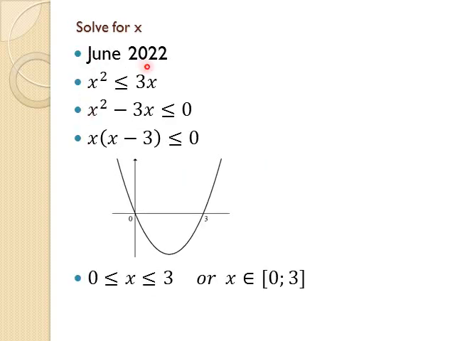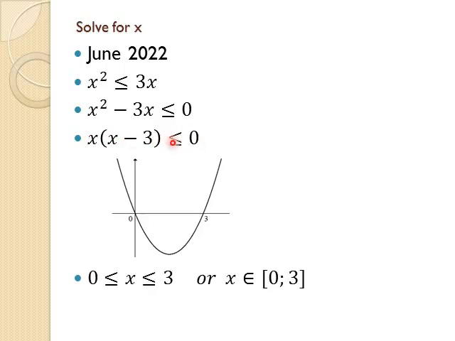June 2022, also from a grade 12 paper, they gave us x squared less than or equal to 3x. If I take 3x over, I transpose it over, it will go from positive to becoming minus 3x, right? Again, common factor there, x. So x squared divided by x would give me x. Minus 3x divided by x would give me negative 3, less than or equal to 0.